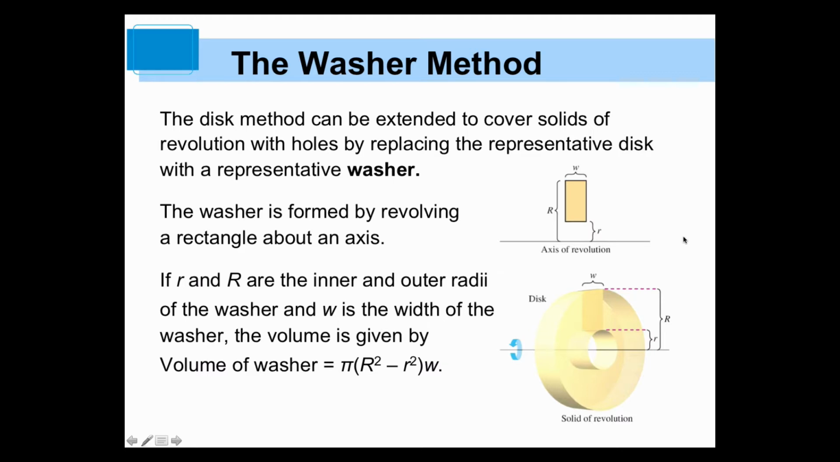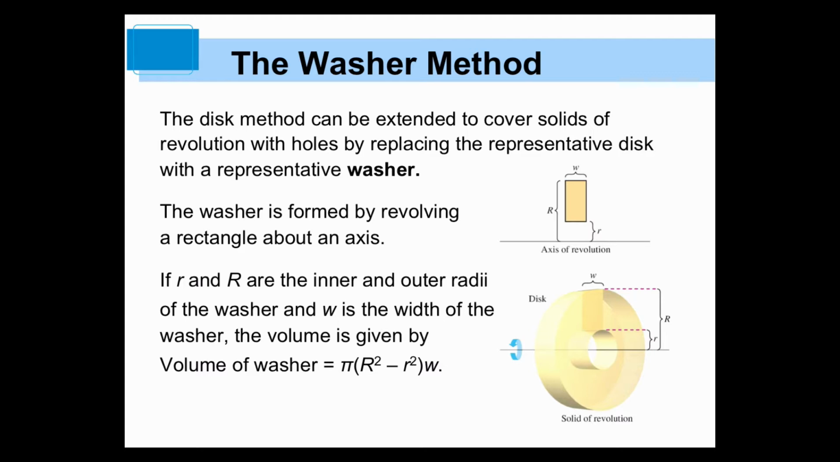So here's my little rectangle floating up above the axis of revolution. When you spin it, you get this guy, which is a little hard to see because it's yellow, but that's called a washer. It's a disc with a hole punched through it. There are two distances we're concerned about in this picture. One is capital R and one is lowercase r, which I call big radius and little radius.